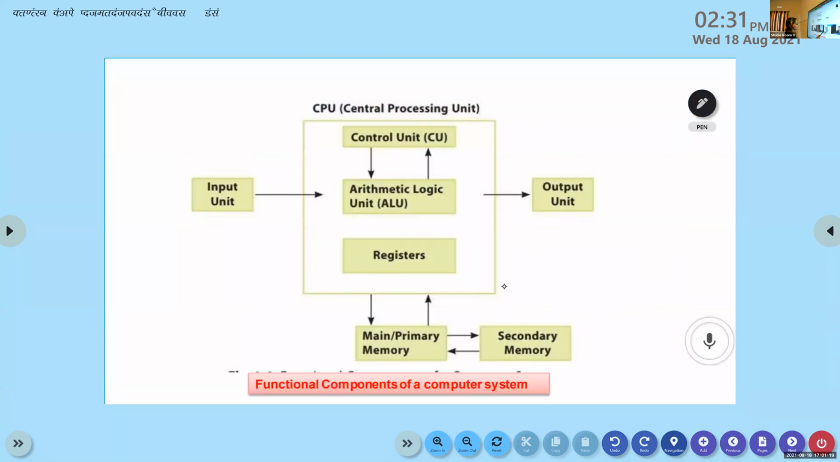Now, these are the functional components of a computer system. This diagram is also known as von Neumann architecture.